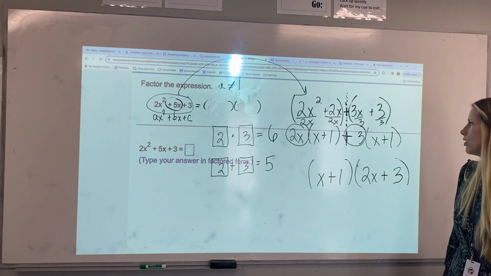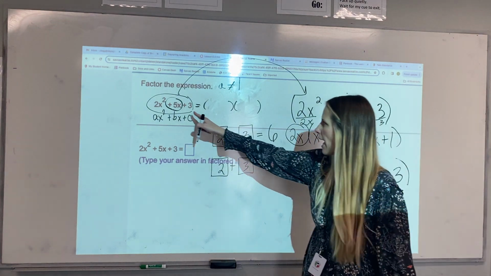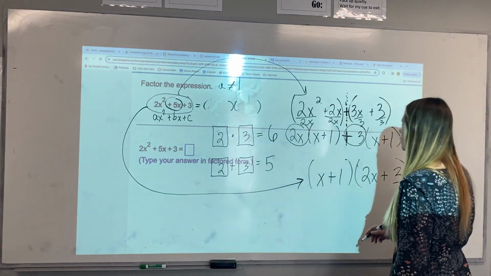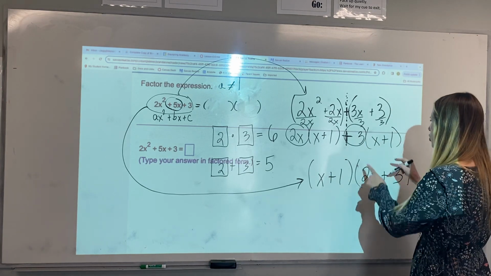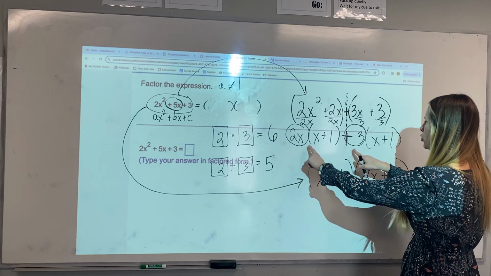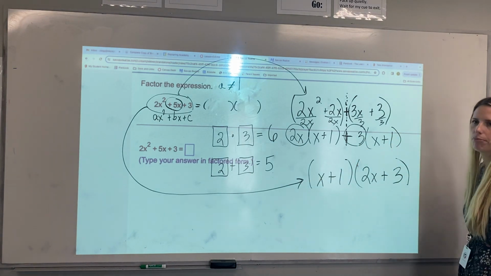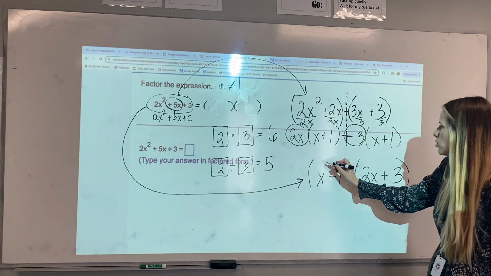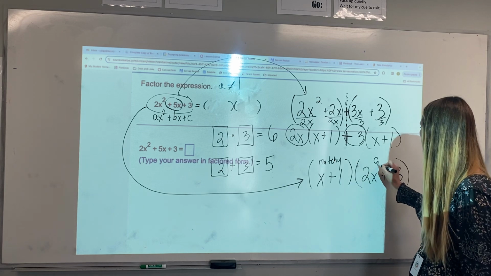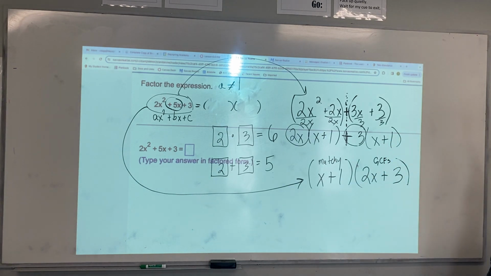So your final answer, this guy broken down into 2 binomial factors, will be your matchy-matchy as a binomial factor and your GCFs combined as your other binomial factor. So your matchy and your GCFs. That's what you're going to end up with.